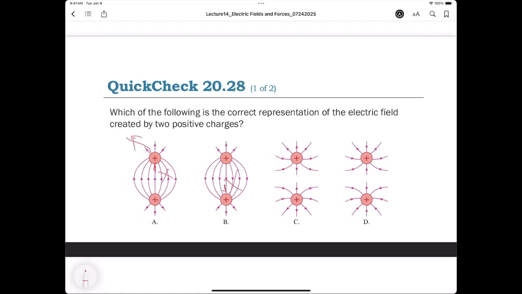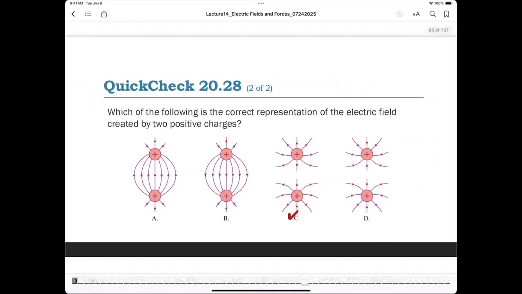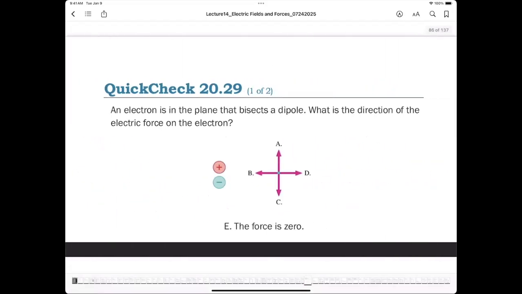This one is outward, but this one is inward, so it's not right. So the right answer must be C. Does it make sense to you? Okay, let's talk about the other one.